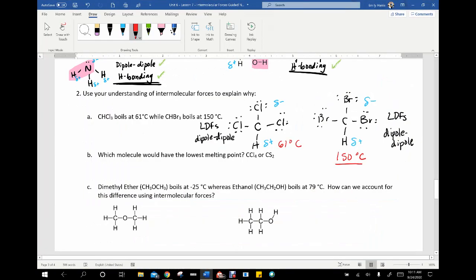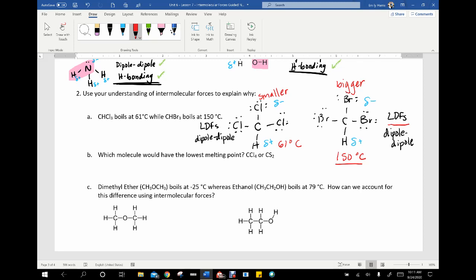So what that means is that this molecule with 3 bromines is going to be bigger than a molecule with 3 chlorines. And so the difference here is going to be the strength of the London dispersion forces. Because bromine is bigger, that molecule will have stronger London dispersion forces, resulting in a larger boiling point.